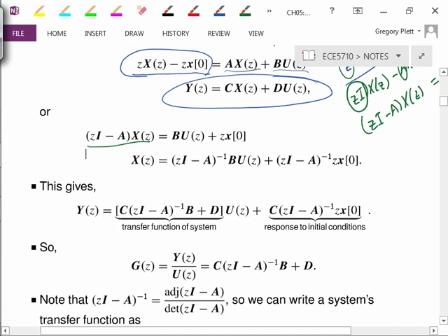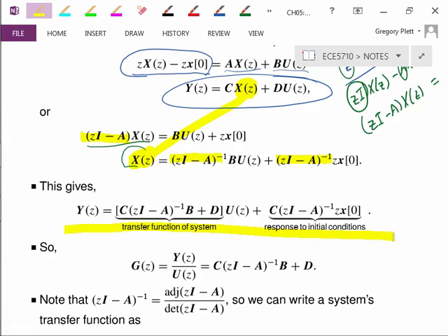Once we have that, I can solve for x of z by multiplying both sides by the inverse of this. So zI minus A inverse shows up in two places on the right-hand side. And this x of z gets substituted over there for that x of z. And we get y of z equals something, C times zI minus A inverse B plus D times u of z, plus something else, C times zI minus A inverse times z times x of 0.